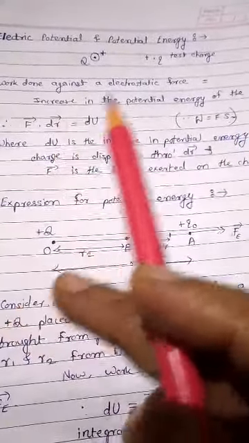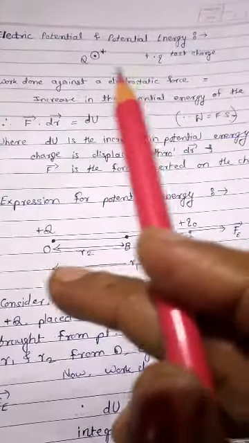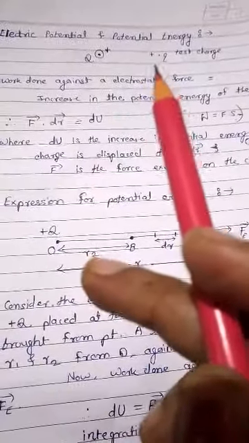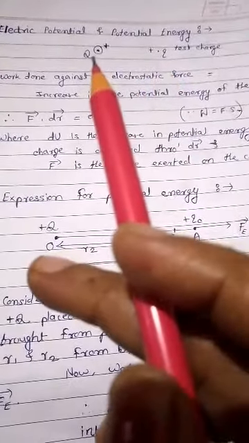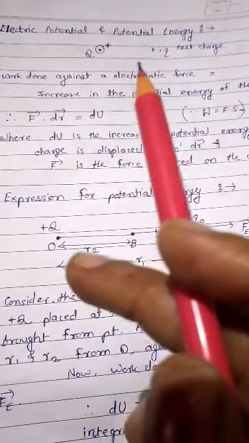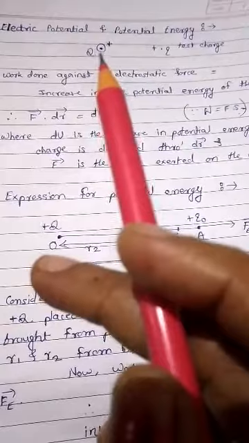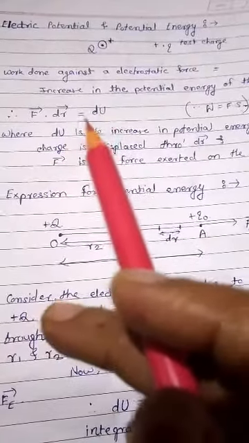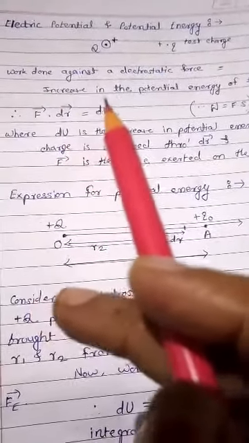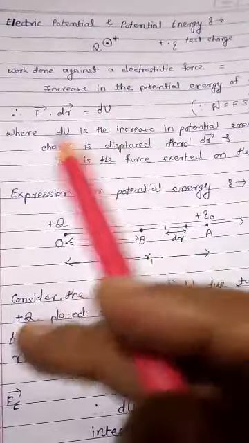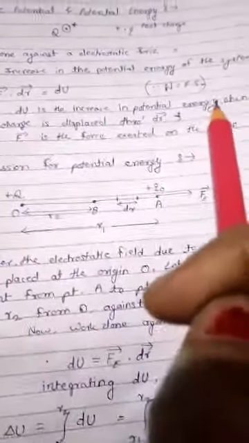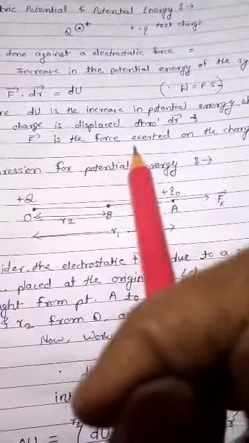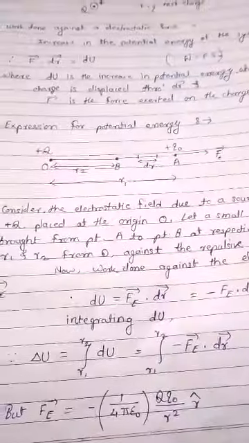Now here displacement is dr. We are considering a small distance between charge Q and the test charge. Both are positive charges, and this test charge comes near to the Q charge, means it is the work done against the electrostatic force of the positive charge. So F into dr is equal to dU. dU means increase in potential energy. So dU is the increase in potential energy when the charge is displaced through dr, and F is the force exerted on the charge.